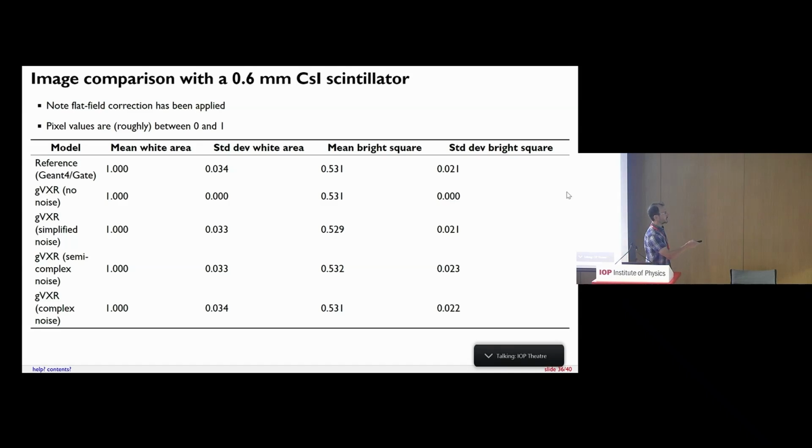So this line is for reference. This is with no noise, so you can see the standard deviation is null. So I guess you can say this is the same values here. And when we look at the standard deviation, so that's like 3 digits after the dot, it's actually not that bad. That's for the white area. And for the bright square, you can see that values are comparable for the average pixel value and the standard deviation.